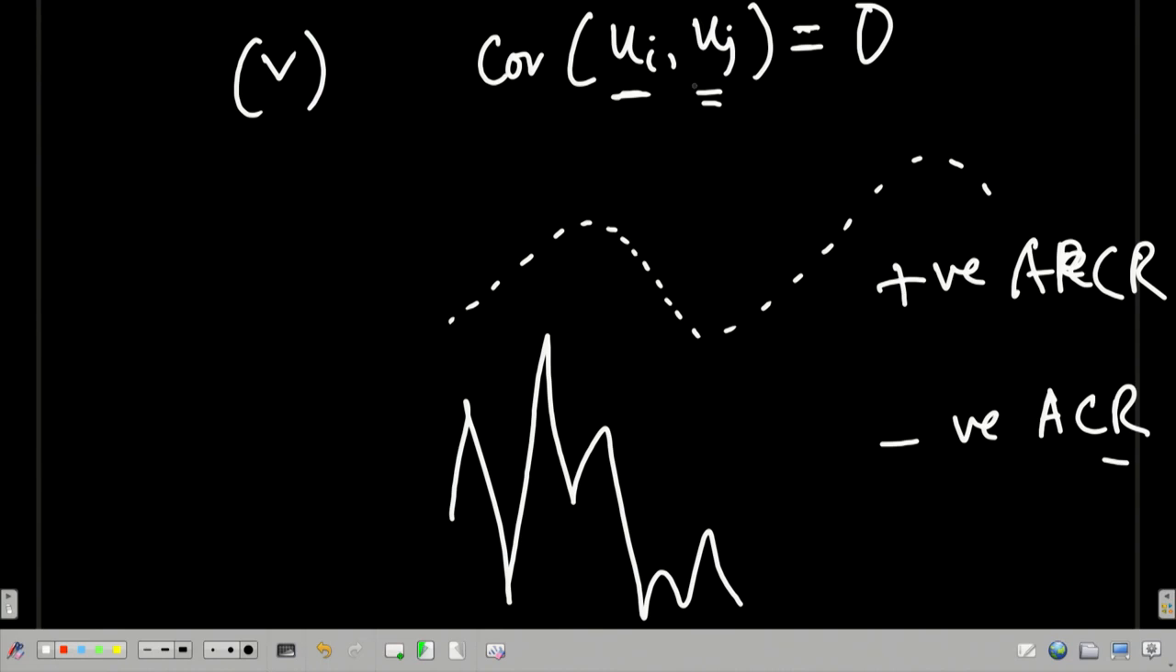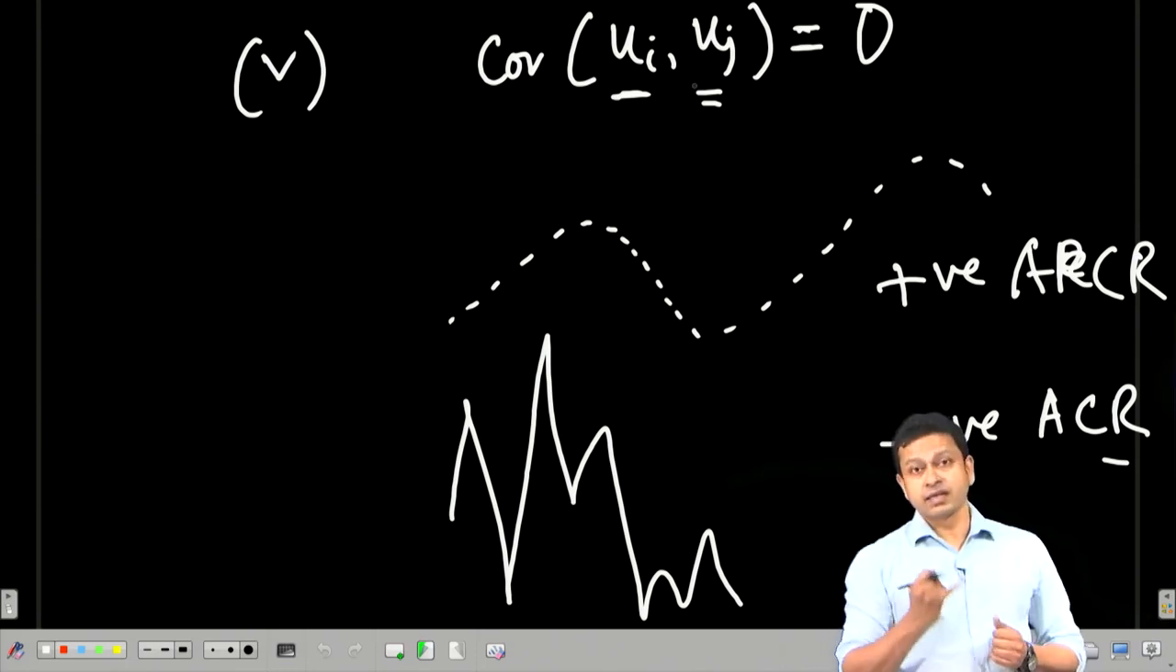Now, in the previous assumption and in this assumption, if you can take care of this problem, you can take care of the problem of omitted variable bias.